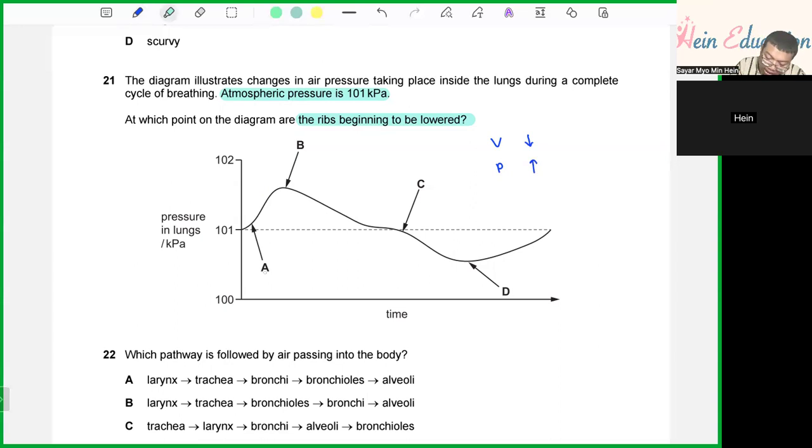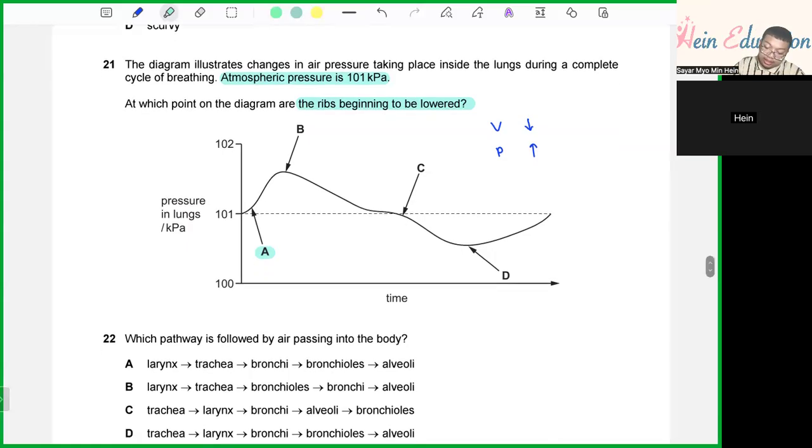So obviously the correct answer is A, right? Because for B and C, it is decreasing. And even though D may seem a little bit increasing, it's below the atmospheric pressure, which is given as 101 kilopascals. So the correct answer is A.